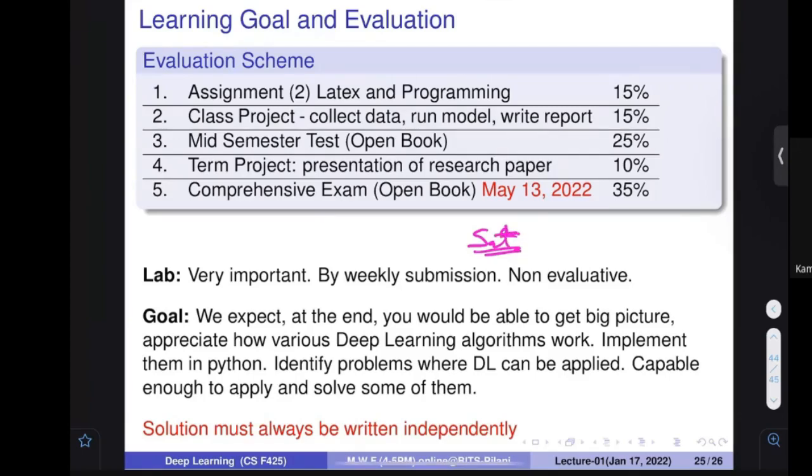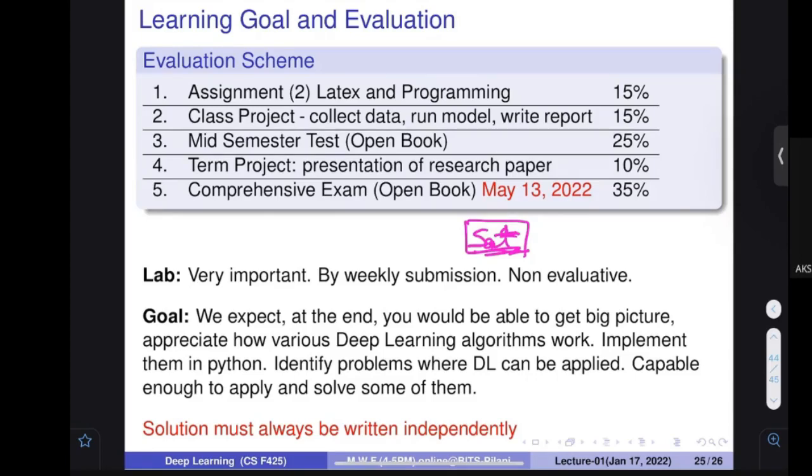Right now it has not been decided, because the TAs have not been assigned yet. When the TAs are there, with their help we can come up with a better schedule. Definitely, you can suggest what the better schedule should be. We can take care of that also.